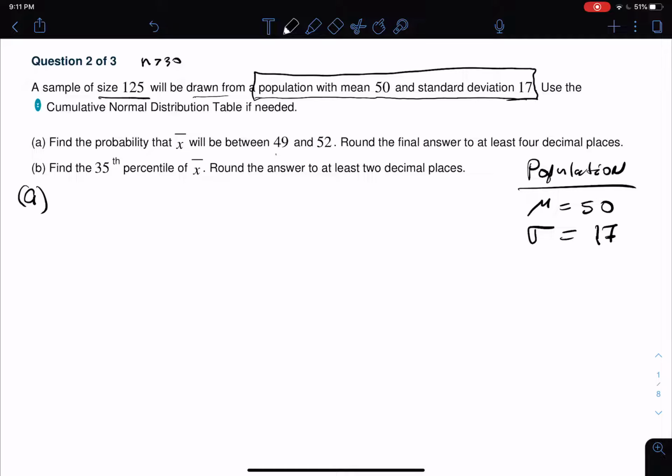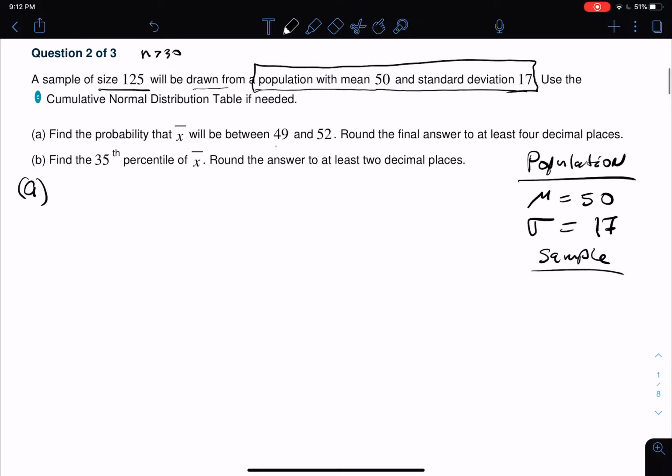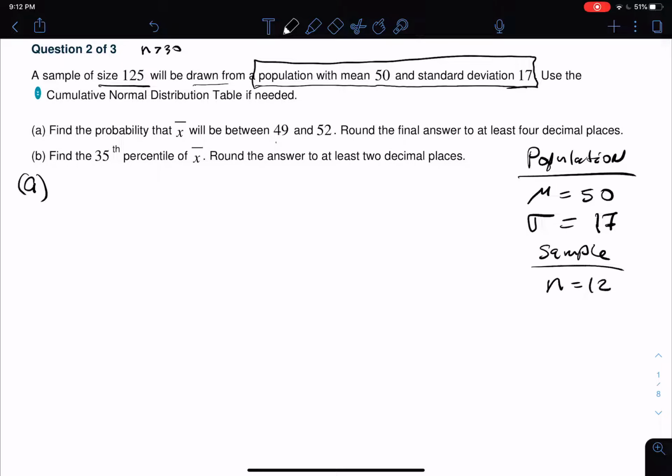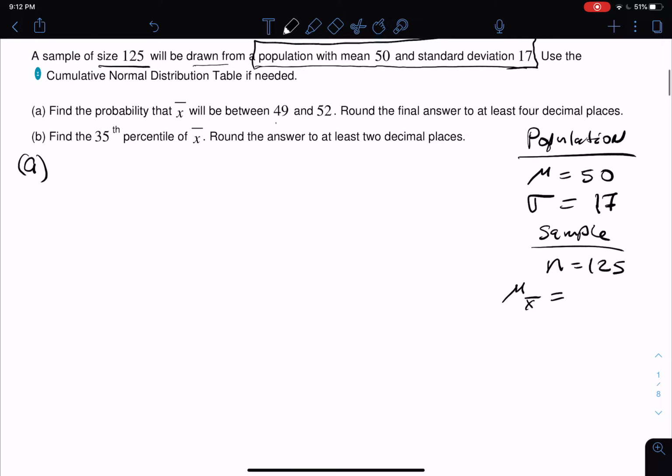So find the probability. Well, before we do this, we're going to need some more information. Some of the things we're going to need is from the sample, right? Sample, n equals 125. Also, from the sample, we know that the mean of the x bars, or the mean of the sample means, is going to be the same as the population. Population mean is 50, so the mean of the sample means is also 50.